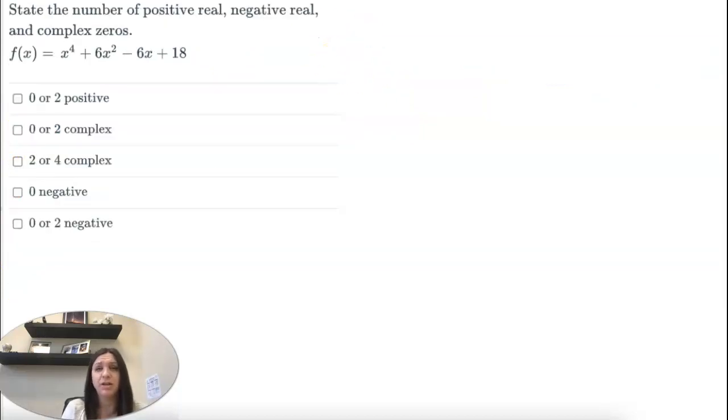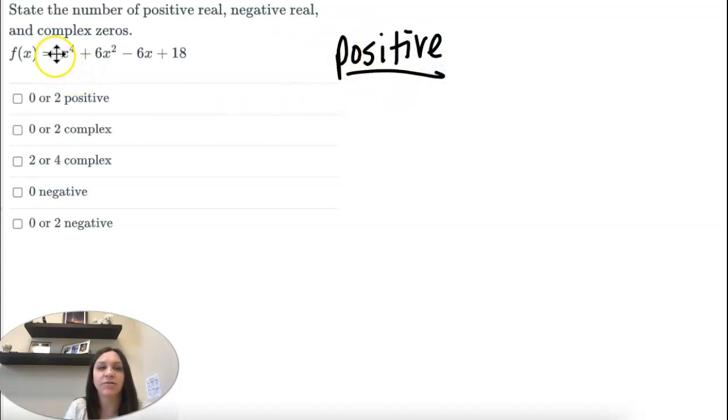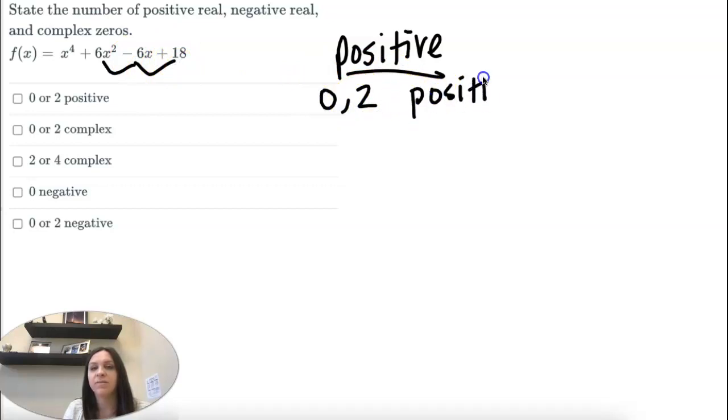And I have one more on here that just reviews Descartes' rule of signs one more time. Okay, so let's do it. It's asking for positive, so I'm looking for sign changes, and there's just 2. Positive to negative, negative to positive. So 0 or 2 positive.